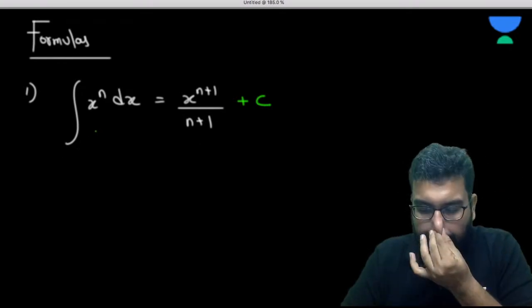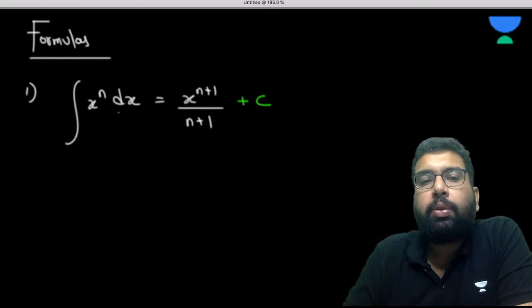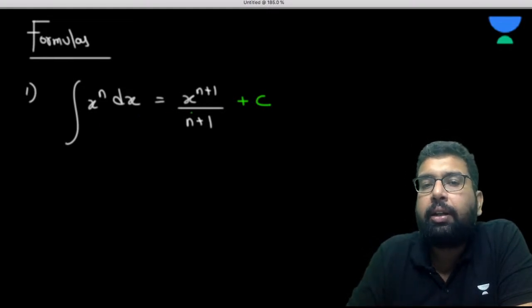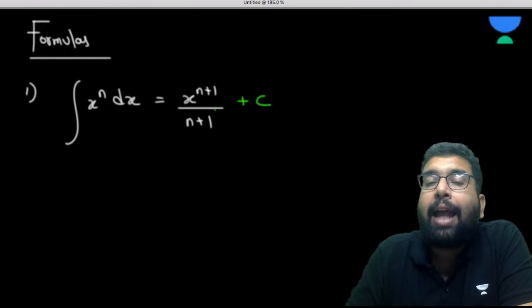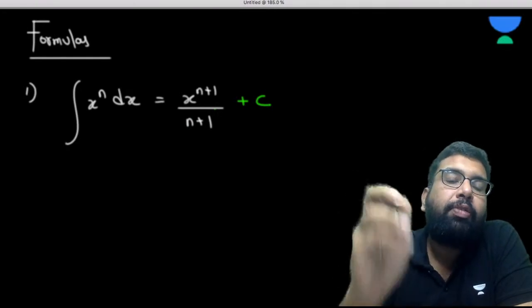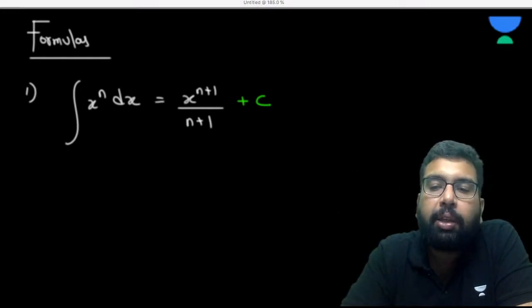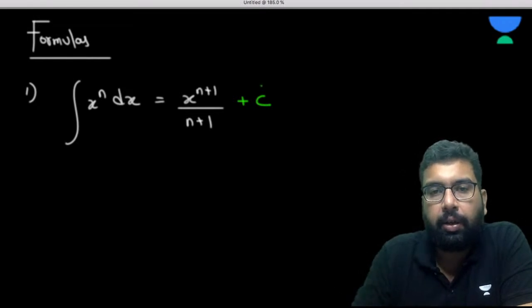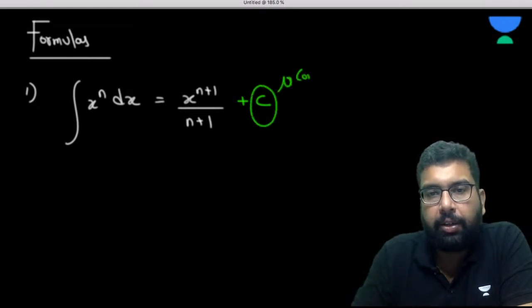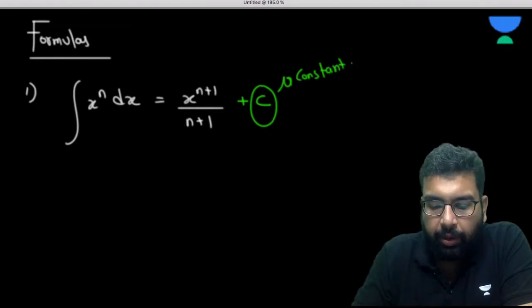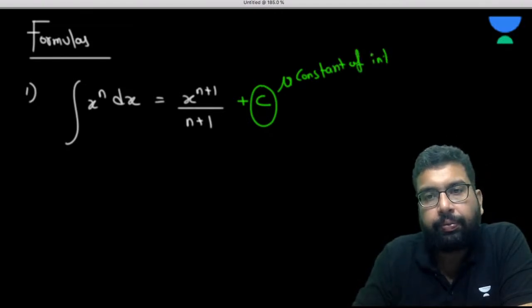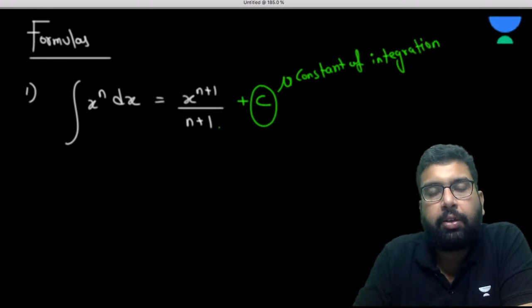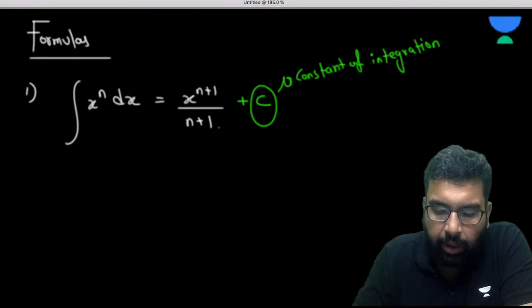See, for this kind of integration, I'll write the formula again, don't worry. Let's try to understand one thing. So this is the integration of x to the power n dx. When I integrate it, this is the formula that you must remember. And you must also take note that whenever you are integrating like this, there is something called the constant of integration, that is c, which will come into the picture. Okay, this is c, the constant of integration.